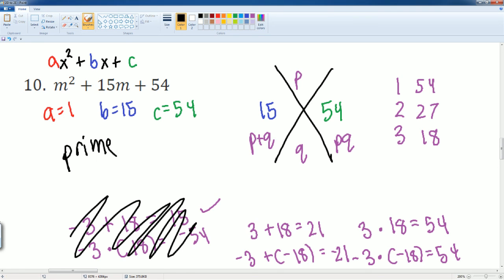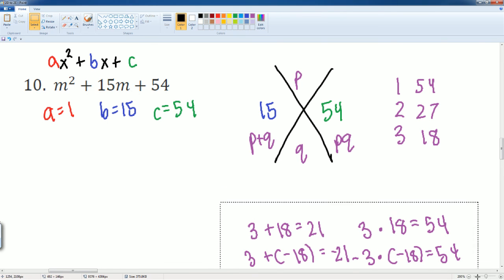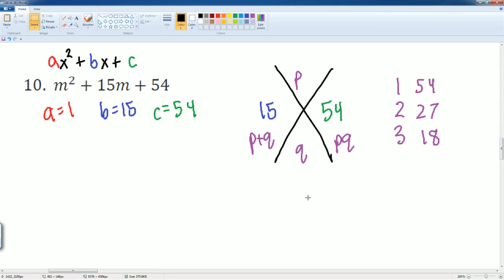Okay, let me just double check. Each time I have a prime, I always want to double check that I didn't make a mistake. Okay? And yes, I did make a mistake because I stopped here and using 3 and 18. That's where my mistake was. So let's delete this because those weren't good. Let's try another set of numbers, okay?